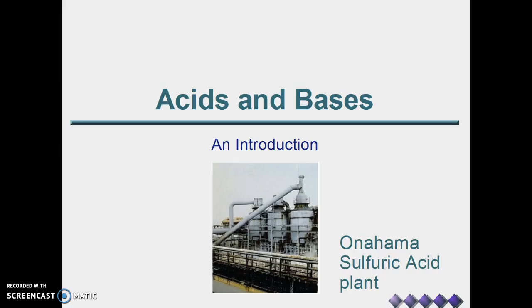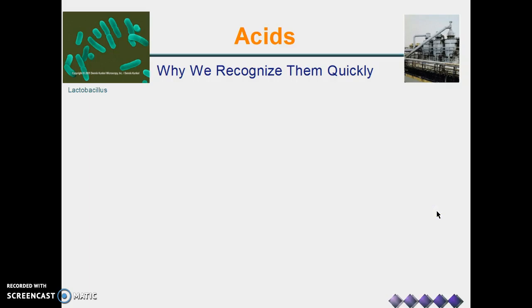This is an introduction to acids and bases for first-year chemistry. We see here a sulfuric acid plant. Sulfuric acid production is one significant measure of a nation's economy. Why do we recognize acids so quickly when we encounter them?